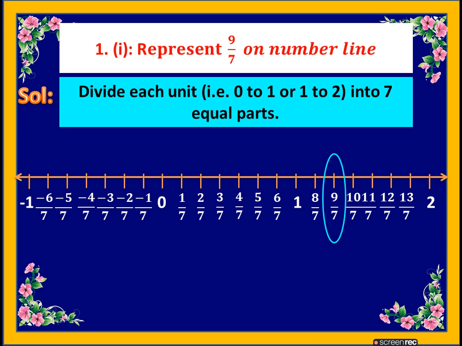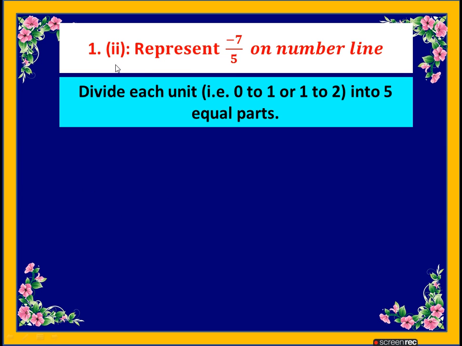Yes, you can understand and you can write in your notebook. So next one, in first Roman, second problem is there. Represent minus 7 by 5 on number line. Again, divide each unit into 5 equal parts, because the denominator is 5, you have to divide into 5 equal parts.